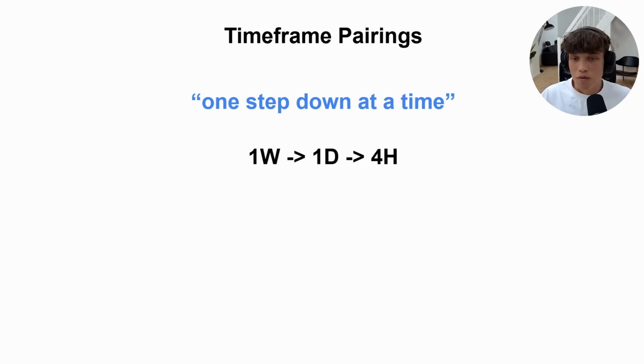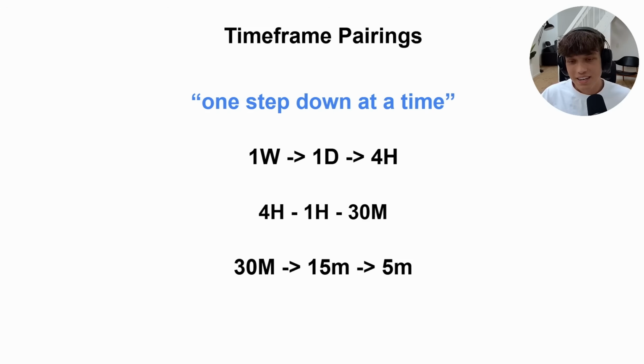So for example, you go from the weekly to the daily to the 4 hour. That's again to go over the direction and bias. Then you go over the 4 hour, 1 hour and 30 minutes for setup confirmation. And then we go down to the lower time frames, the 30 minute, 15 minute, 5 minute, maybe even sometimes the 1 minute to get the best possible sniper entries.